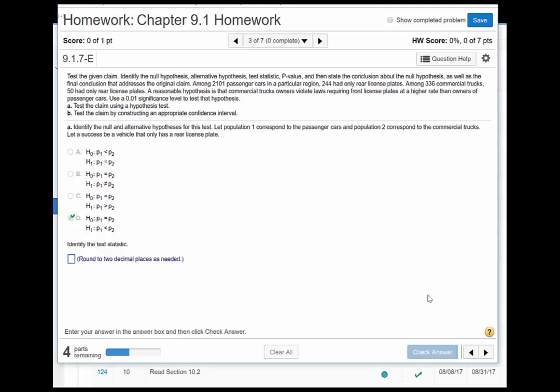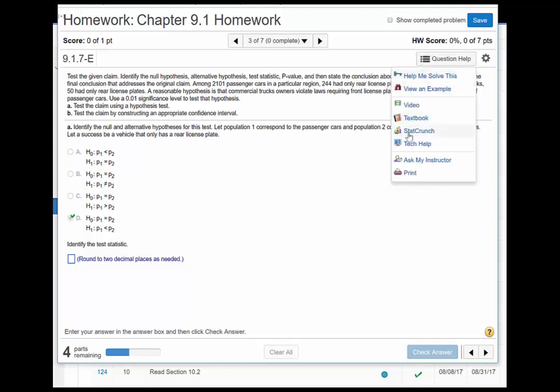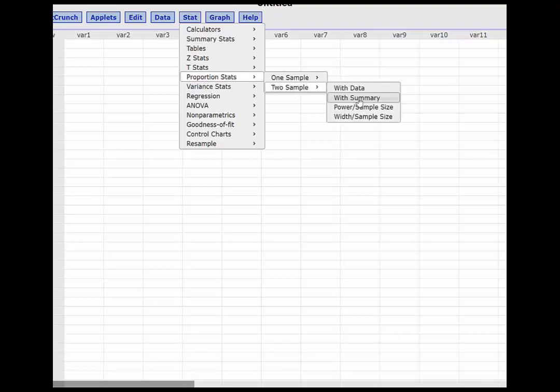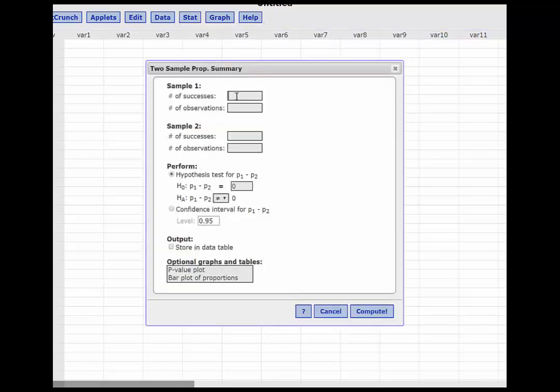We are to identify the test statistic and round it to 2 decimal places. We will do this using StatCrunch. So we'll click Question Help, StatCrunch. We will click Stat, Proportion Stats, Two Sample with Summary. Sample 1 was the passenger cars. The number of successes was 244. The number of observations was 2,101.